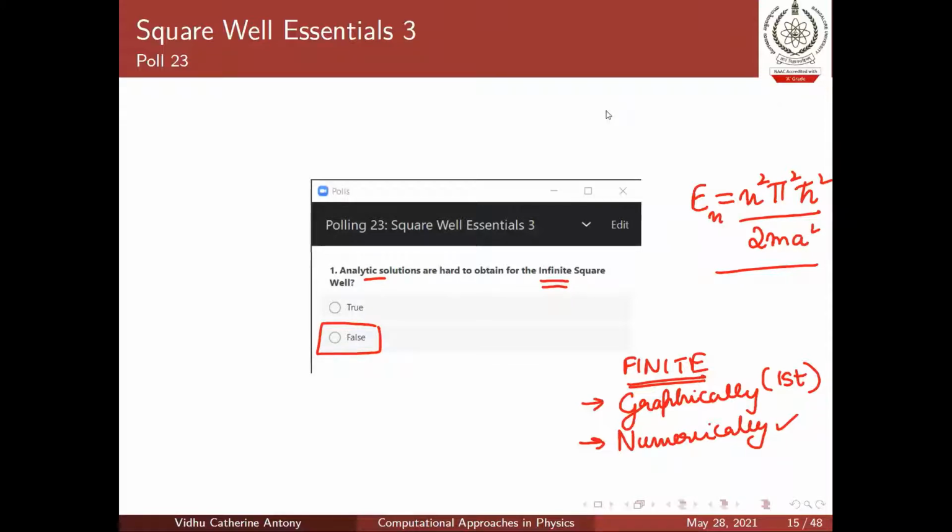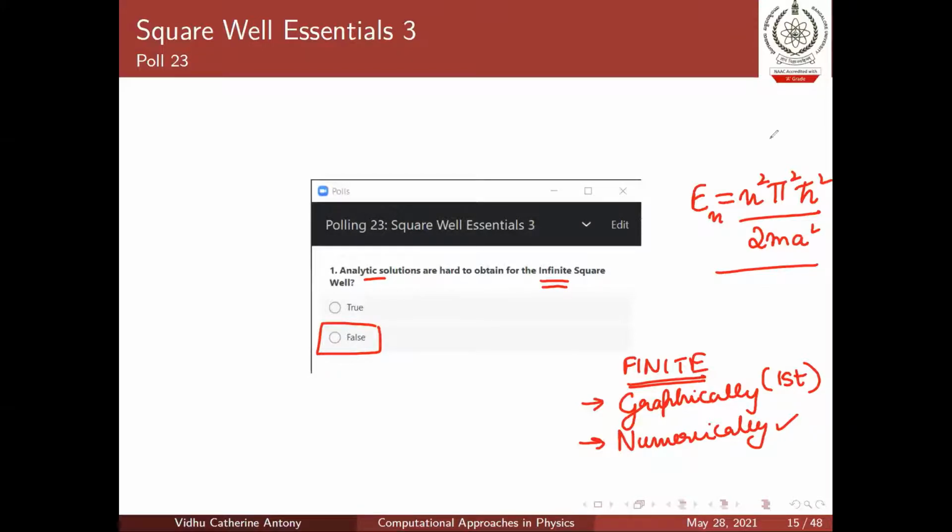How many of you answered? Let me just share the results. Okay, the majority of you answered true. It is not hard to obtain it for an infinite square well. We just saw that here right now. It is very easy to obtain it, so it is false.